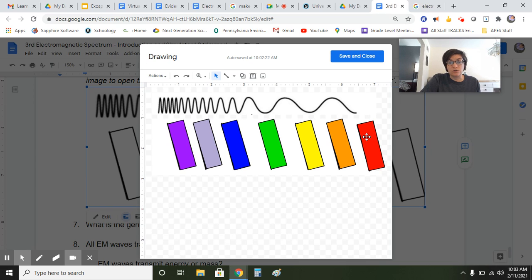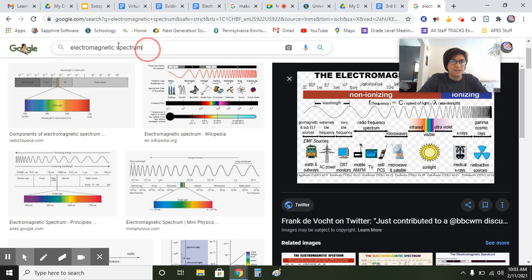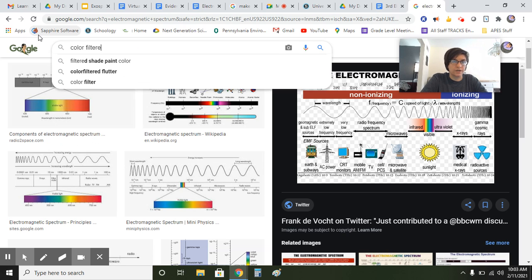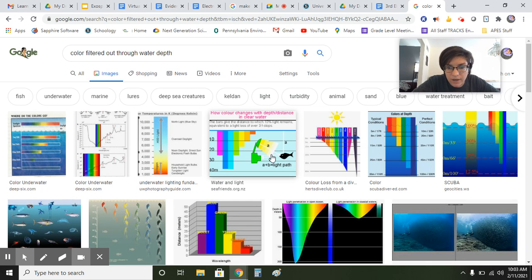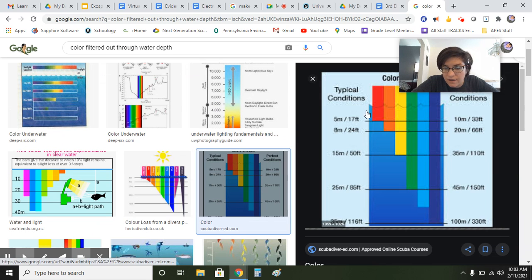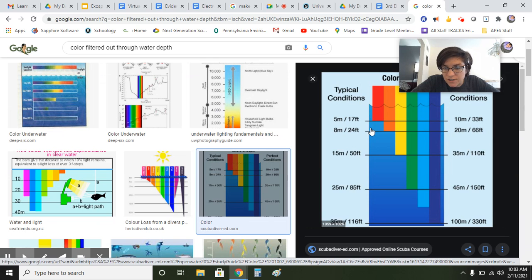In fact, if you're a scuba diver and you reach that point below where red can reach, that color of light or that wavelength, and you cut yourself, your blood would look gray. It wouldn't look red at all under the water below where red could go. So let me see if I can find that actually. Color filtered out through water depth. If we can get an image. Yeah, okay, so you look here and you go below 5 meters in water and that color disappears.